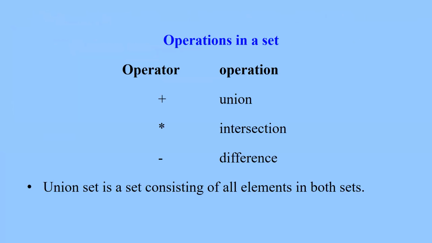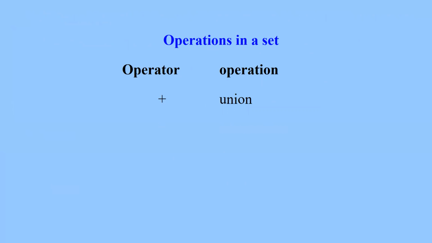Intersection set is the set that contains all the elements common to both the sets. For example, basket 1 and basket 2. Remember, this is not multiplication, my dear students and the rest of the learners. Remember, I have already said that this operator is called the intersection operator.